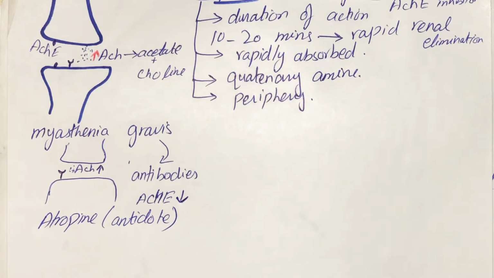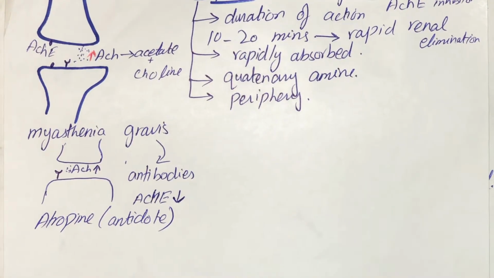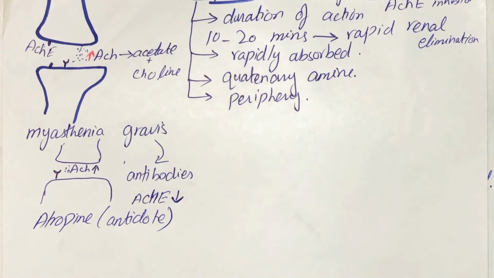So Edrophonium is actually a diagnostic test to confirm which of the either condition the patient is having. So if the patient is having cholinergic crisis, Edrophonium will worsen the condition of the patient. So we need to have atropine along with us so that we can reverse the condition of cholinergic crisis. But if the patient is having Myasthenia Gravis, his condition will get better at no time.